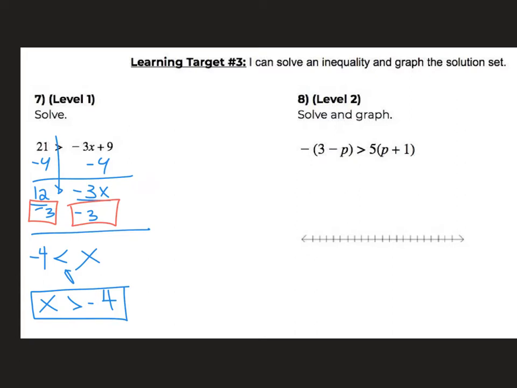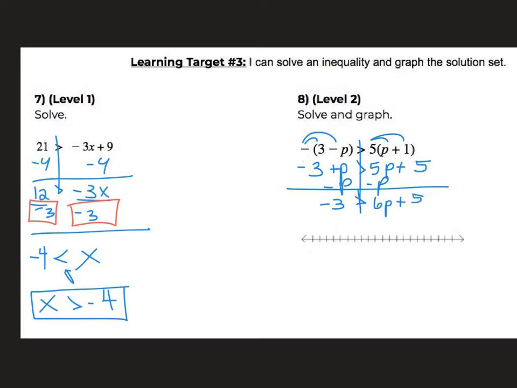All right, next one here, we have some parentheses. So let's go ahead and distribute this negative, giving us negative 3p plus p, negative 3 plus p. And on the right-hand side, same thing, 5p plus 5. So we'll start by getting our p's together by subtracting p on both sides, leaving us with negative 3 is bigger than 6p plus 5.